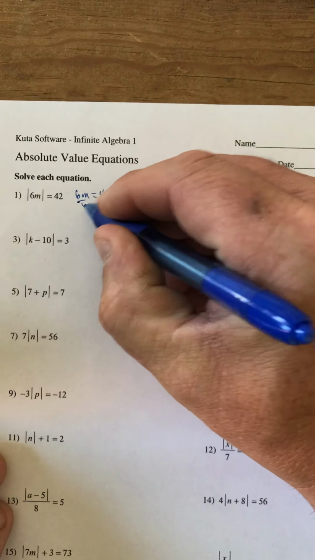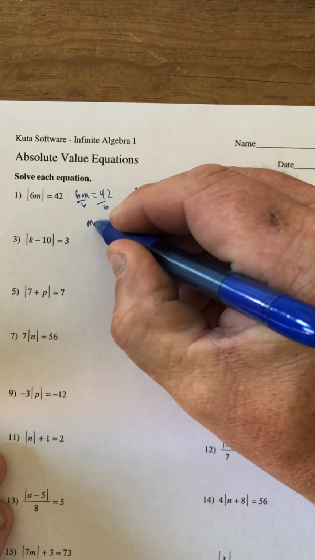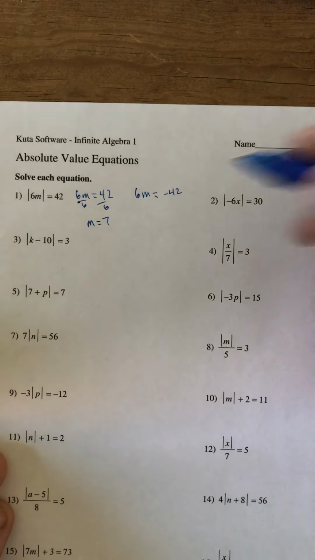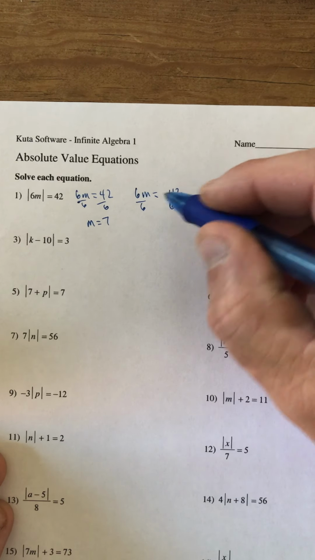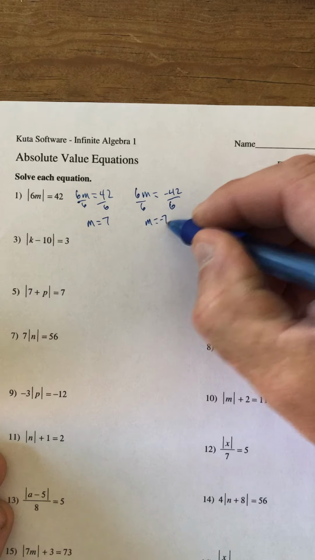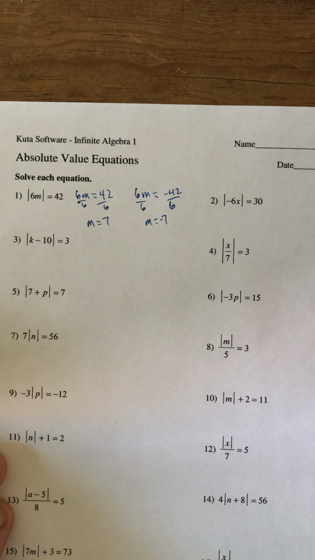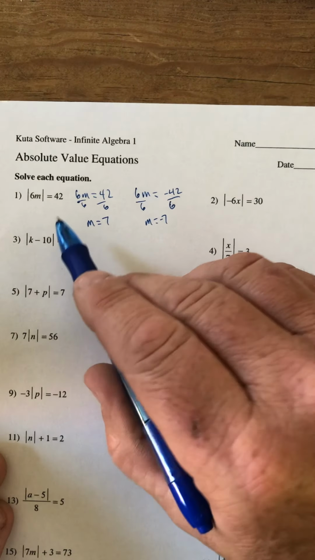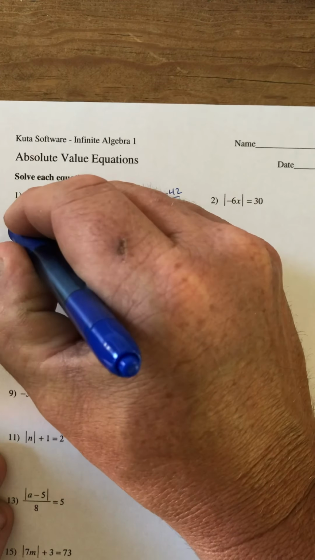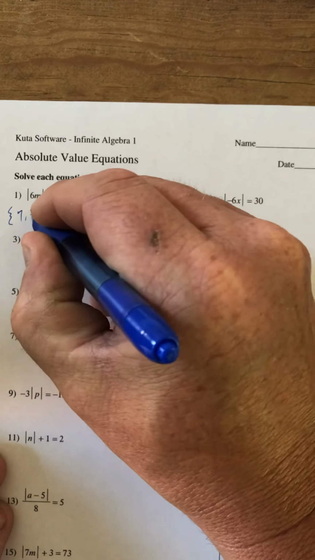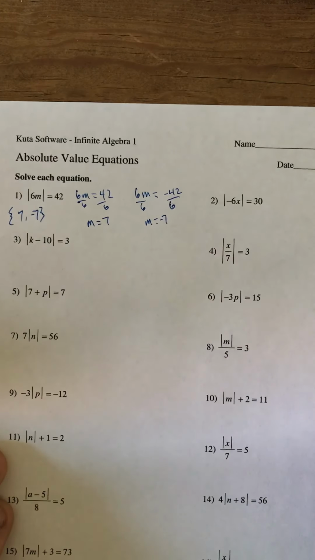So I divide by 6 on both sides, and I get a value of m equals 7 here. And I divide by 6 on both sides here, and a negative divided by a positive will give me a negative 7. So the absolute value of 6m equals 42, your answers are going to be positive 7 and negative 7. So we're going to have two answers.